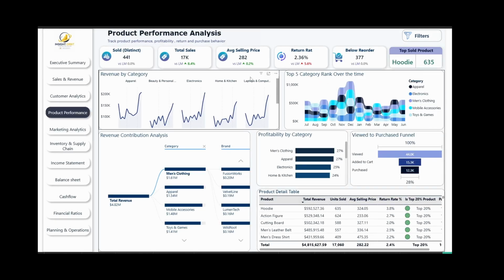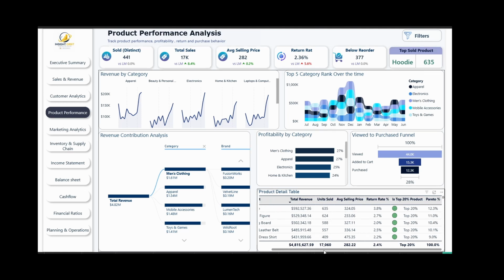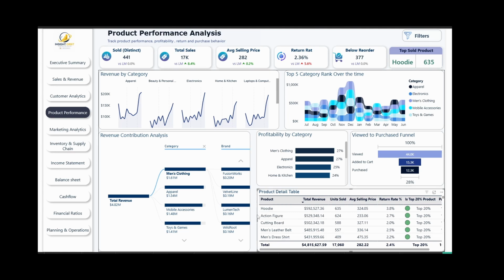and profit. At the top of the page, the user can filter the analysis by date, product category, and brand. These slicers allow the user to analyze product performance from different perspectives. For example, a manager can check which brand performed best this year or this month. The first section contains the most important KPIs: total products, distinct sales, total sales, average selling price, return rate, average order value, and top-selling product of this period, this month, or this specific date.